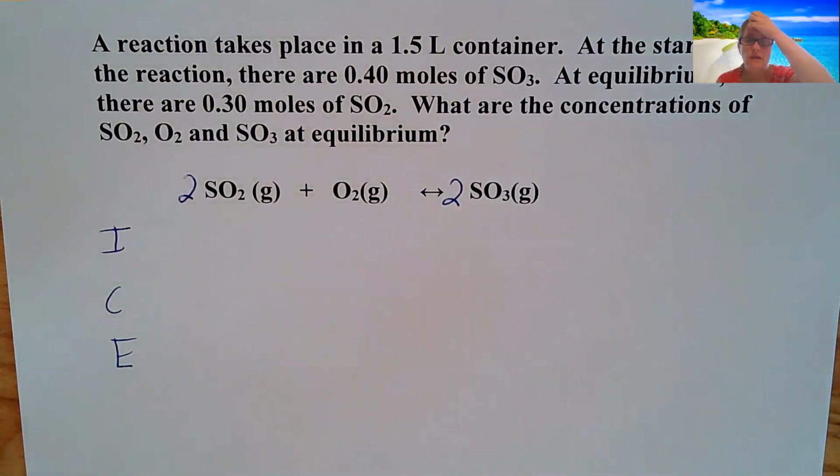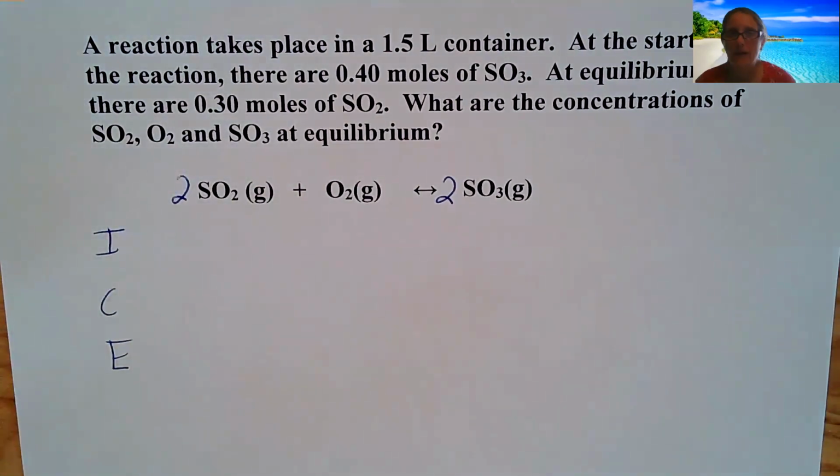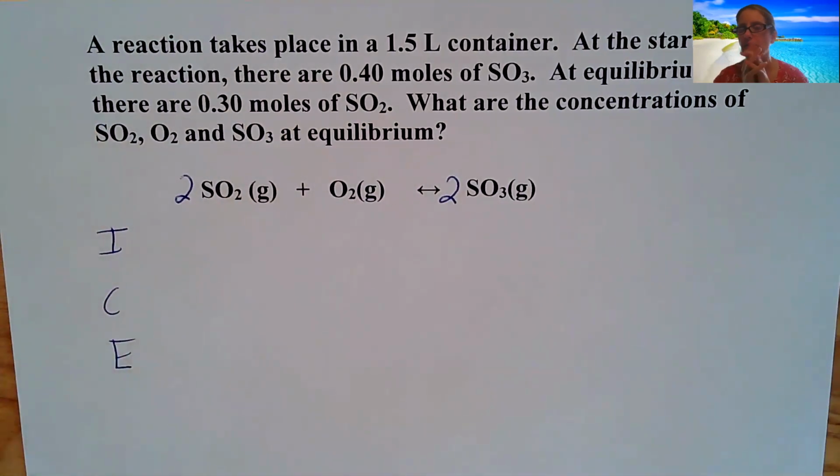So this is a video on equilibrium. Again, we're talking about doing an ICE chart. And so with this, I'm going to go through another example with you to show you how to fill out an ICE chart and also to do a graph. So this reaction is SO2 plus O2 goes to SO3.